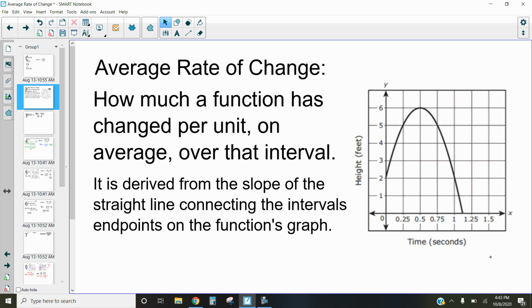So first, let's take a look at this definition of average rate of change, excuse me. Average rate of change is how much a function has changed per unit on average over that interval. Now, we've discussed this in the last two videos about how we can do that on a graph and how we can do it in an equation. But now let's look at what we can do with it in a word problem.